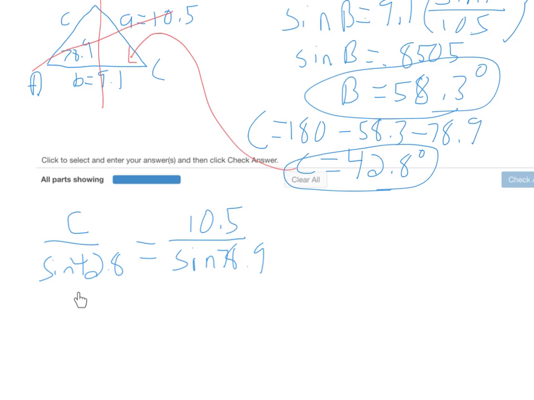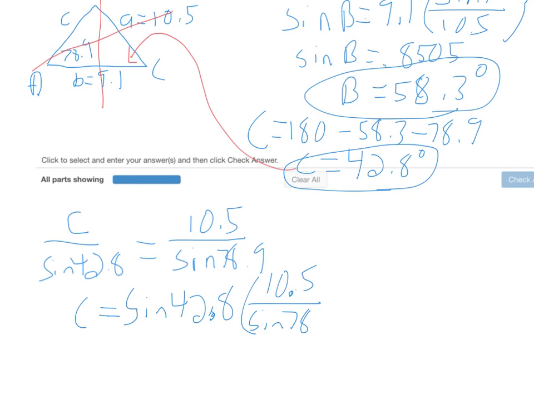Now you just solve that for c, and so c would be the sine of 42.8 times 10.5 over the sine of 78.9. And this is all in degrees. Now, let's see, I punched that in my calculator. 7.3. Hope this helps.